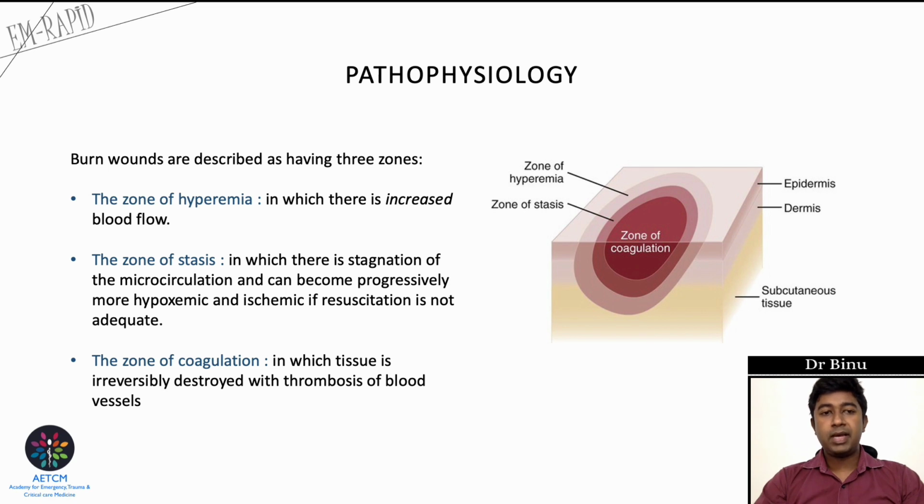So in pathophysiology, burn wounds are described as having three zones. There is a zone of hyperemia in which there is increased blood flow. The second is the zone of stasis in which there is stagnation of the microcirculation, and it can progressively become more hypoxemic and ischemic if the resuscitation is not adequate. With adequate fluid resuscitation, it can promote spontaneous recovery. If there is not adequate fluid resuscitation, it can become more hypoxemic, resulting in coagulation. And finally, the zone of coagulation, in which the tissue is irreversibly destroyed with thrombosis of blood vessels.